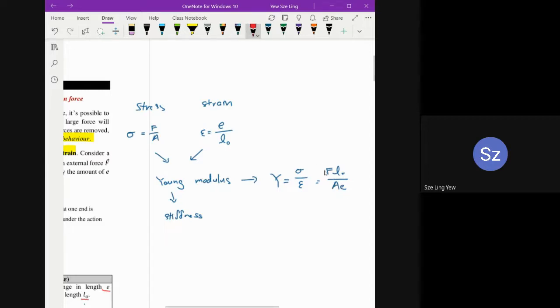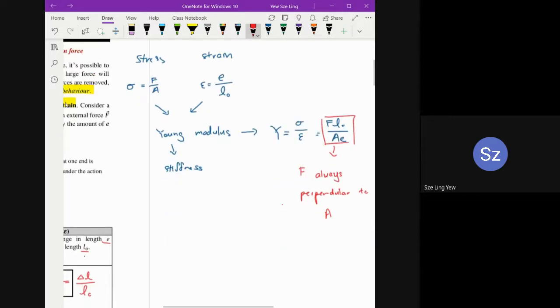But the important thing in this equation is you have to know the direction of F: always perpendicular to A. So these are the equations that we have to know. So now done. Basically, those are the equations that we have in this chapter.